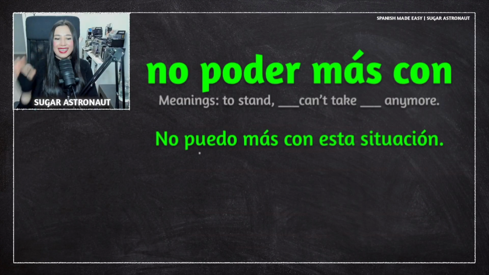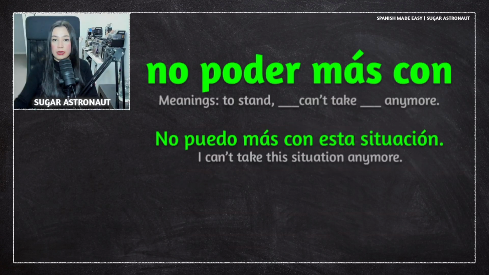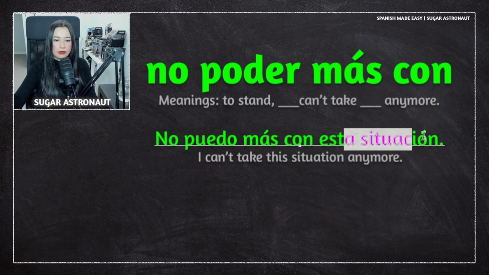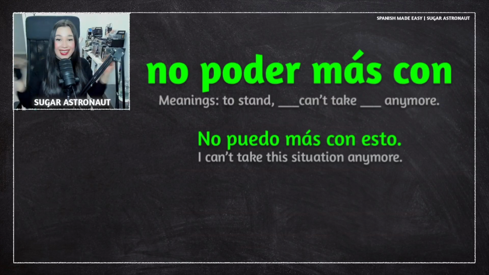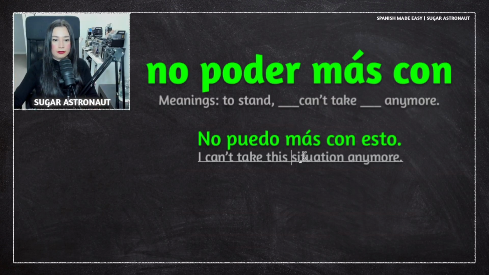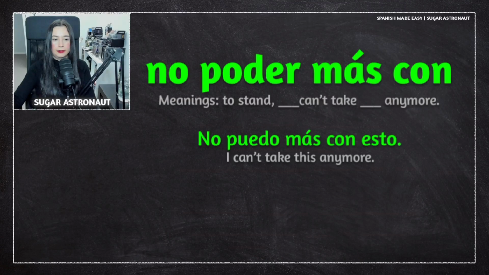No puedo más con esta situación. No puedo más con esta situación. This means I can't take this situation anymore. Or similar to saying I can't take this anymore. You can obviously replace esta situación with esto. No puedo más con esto. And that's very similar to saying, I can't take this anymore. Okay?